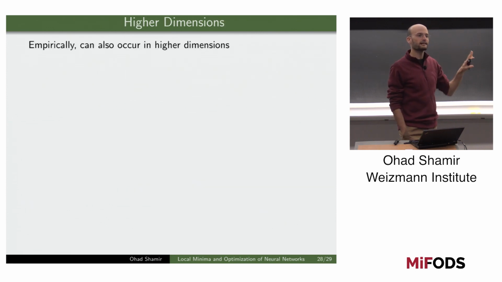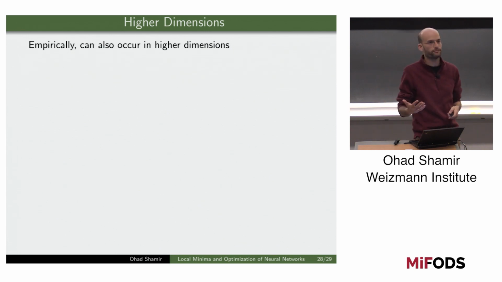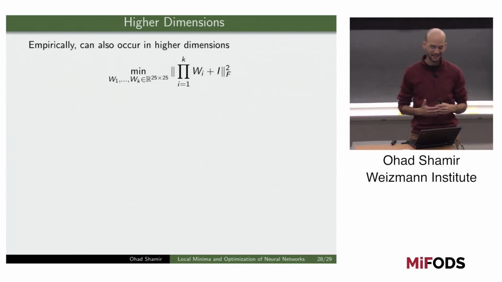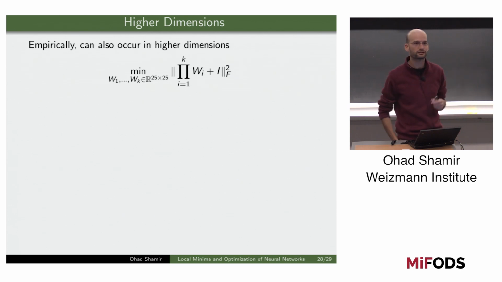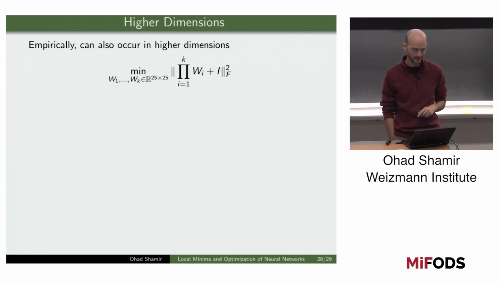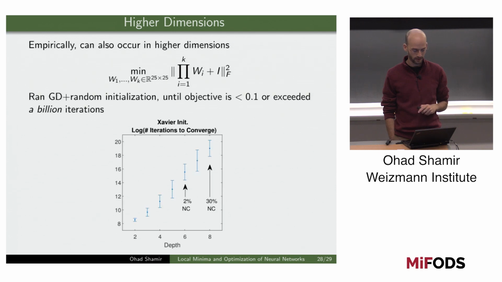Now, this analysis is just for one dimension, which we can rigorously prove, but we can also do experiments for larger networks. And this kind of phenomenon can also occur in higher dimensions. So for example, if I take the natural higher dimensional analog of the function I showed earlier, where now instead of scalars, I have 25 by 25 matrices, then we did the following.